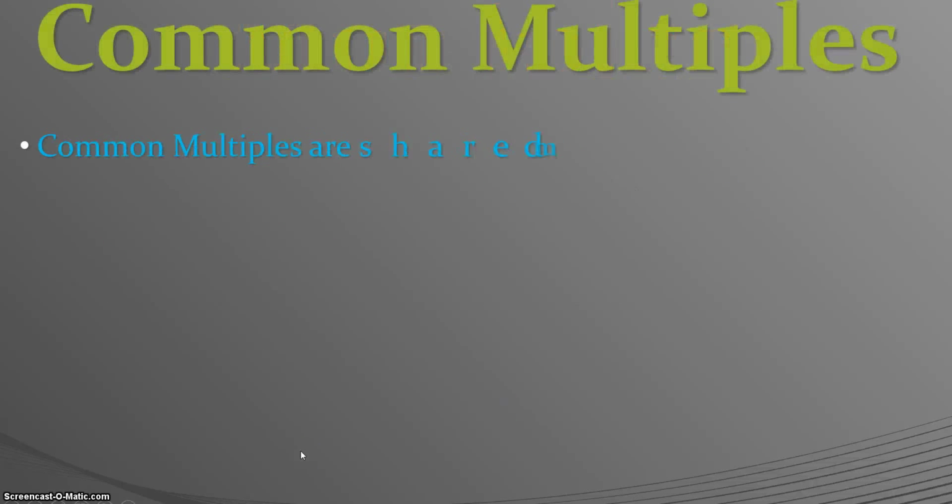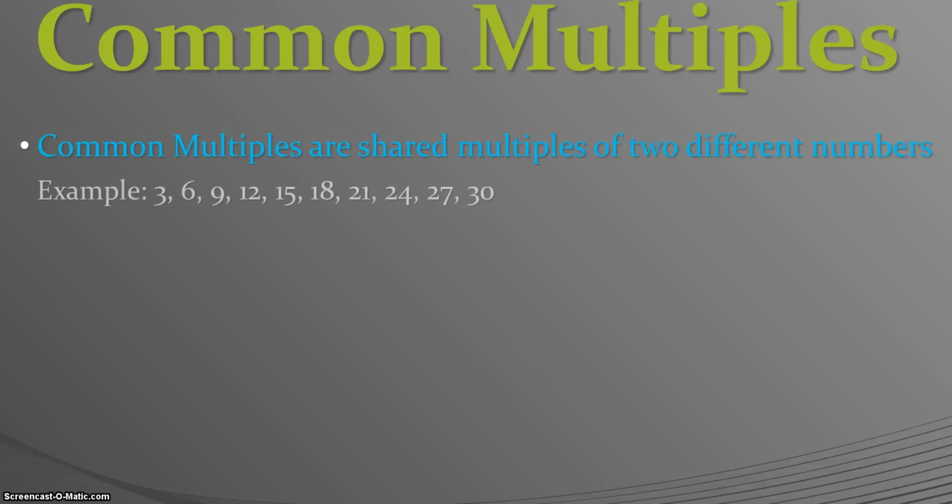Now common multiples are shared multiples of two different numbers. So for example, if these are the multiples of 3 and these are the multiples of 5, I want to find the numbers that are shared. Well, 15 is in both lists, and so is 30. So these are common multiples.